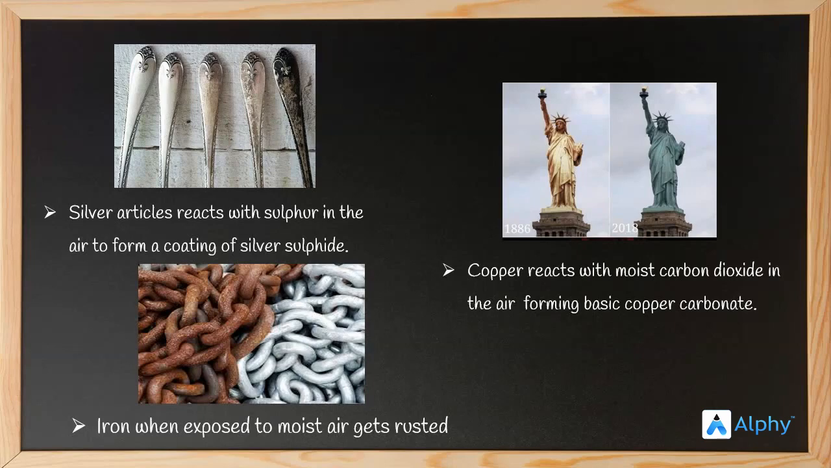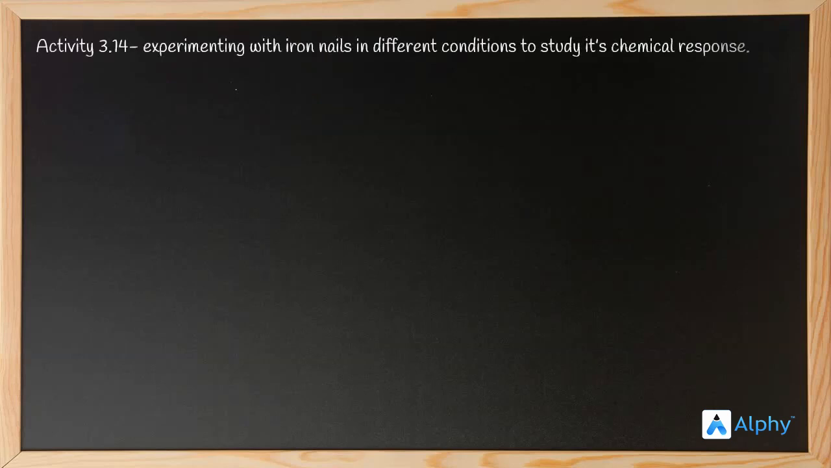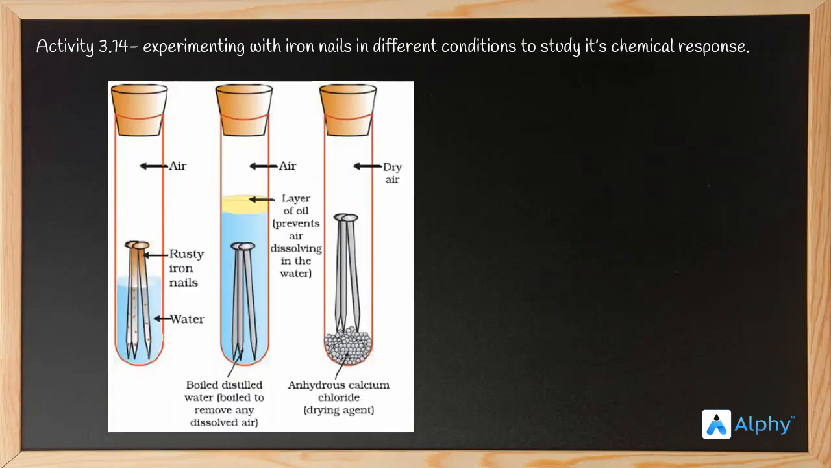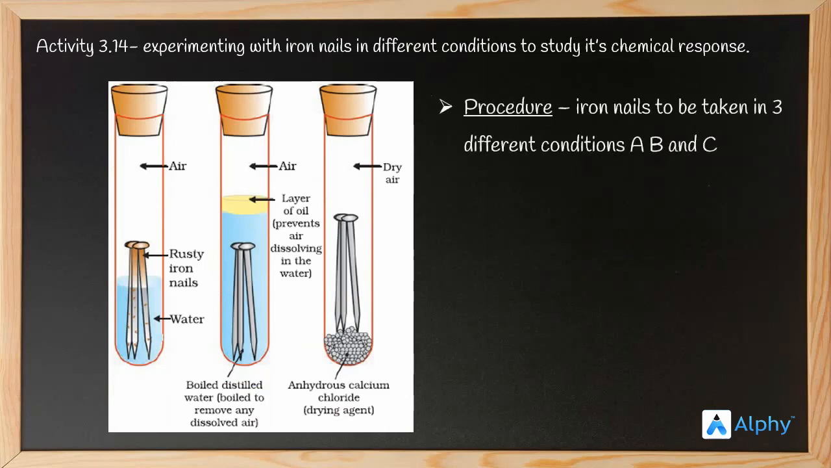Okay, so what we will do now is an activity, Activity 3.14, where we will be experimenting with iron nails in different conditions to study their chemical response. Iron is a metal, so that is the example we will take in this experiment. First we'll have an experimental setup. So what is the setup? Let's see the procedure. We will take the iron nails in three different conditions, A, B and C.